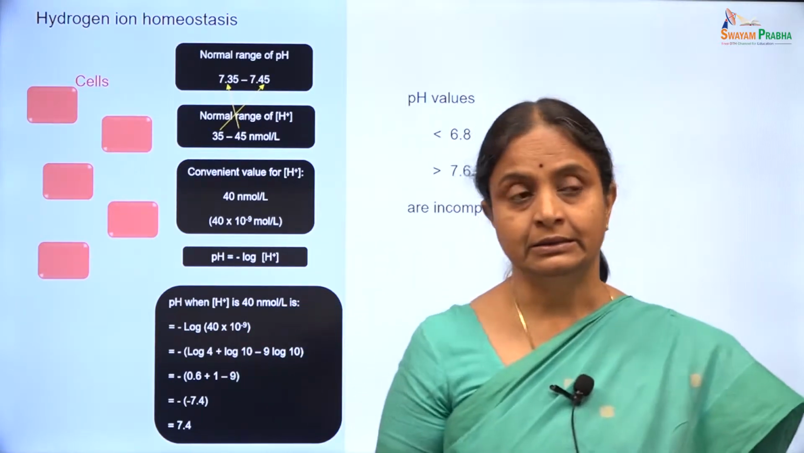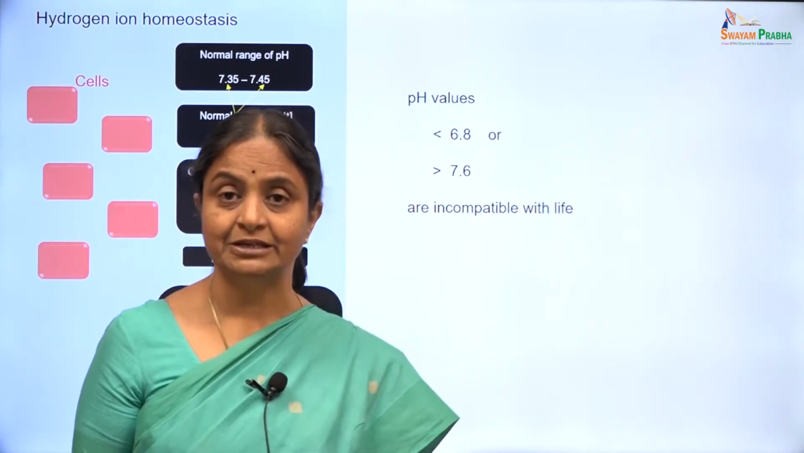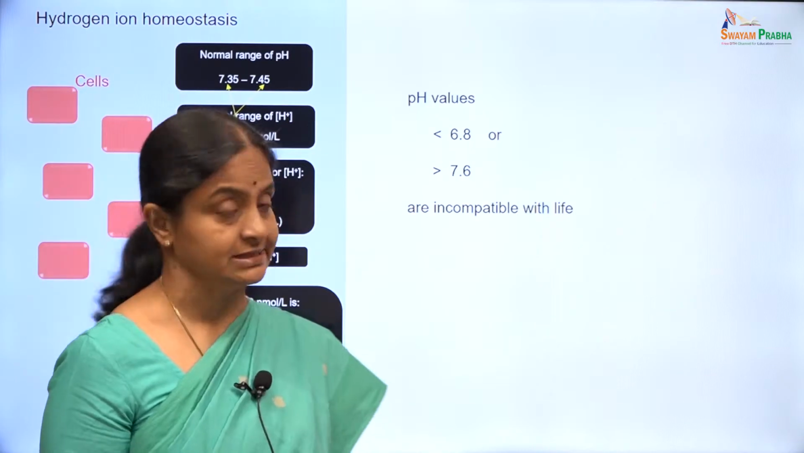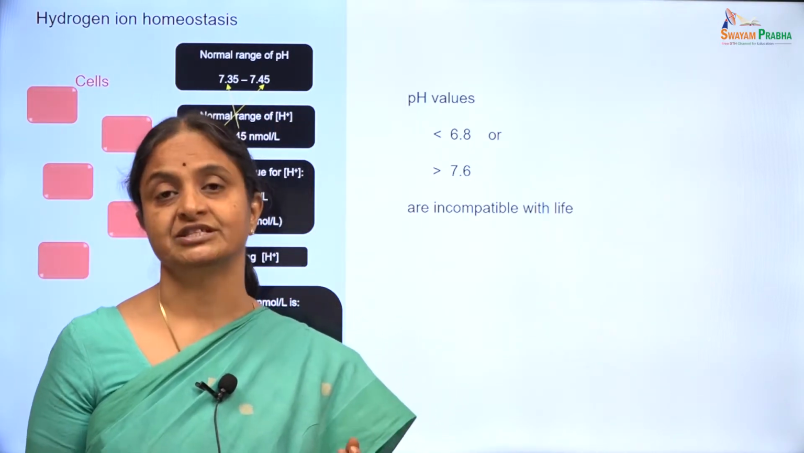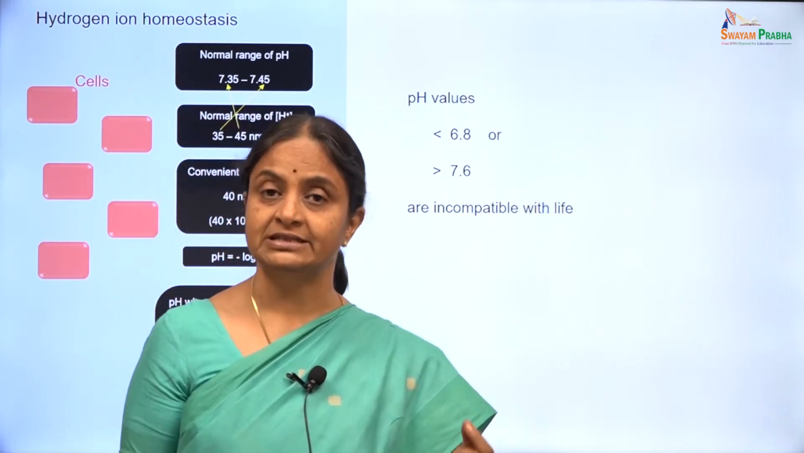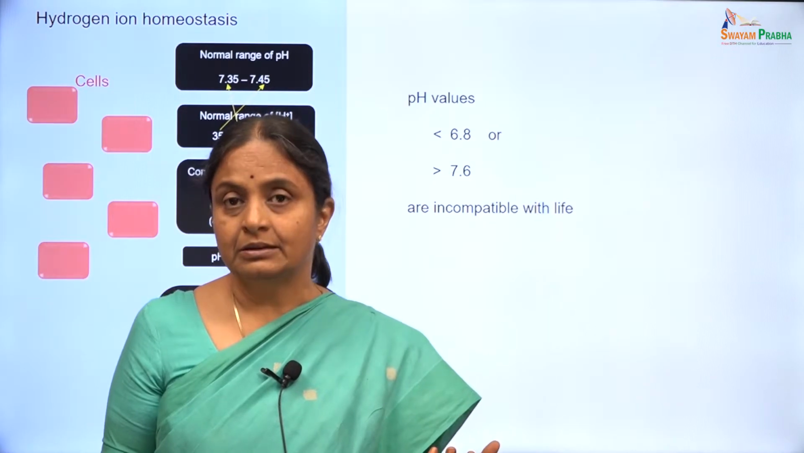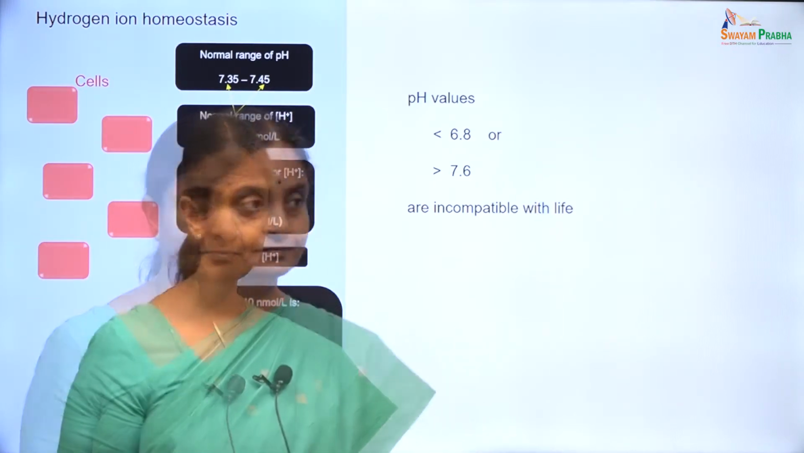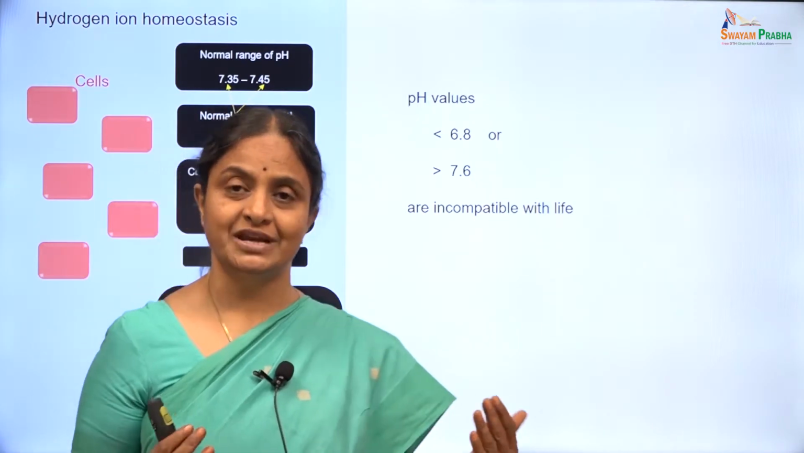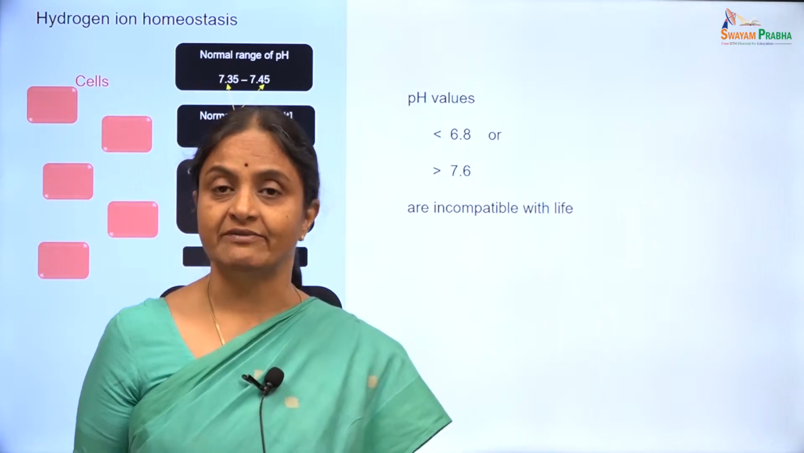Likewise, the highest level of pH that is compatible with life is 7.6. But I've heard from at least one physician that he has been able to record 7.7 in a patient with concomitant respiratory and metabolic alkalosis. So, the pH range that is compatible with life is 6.8 to 7.6.